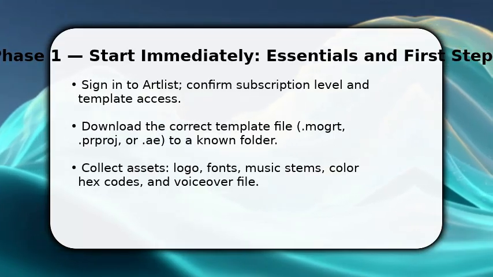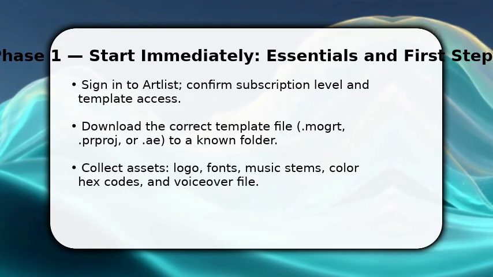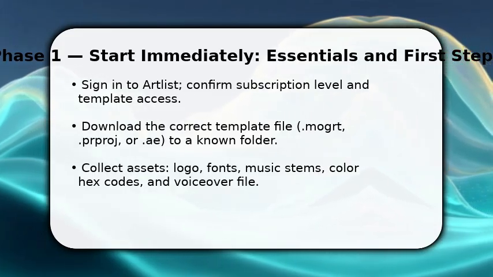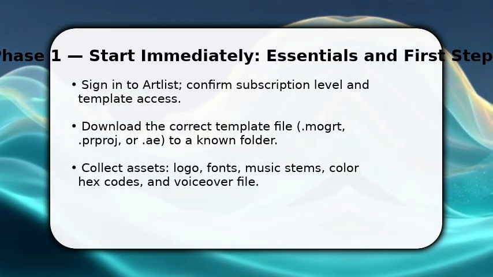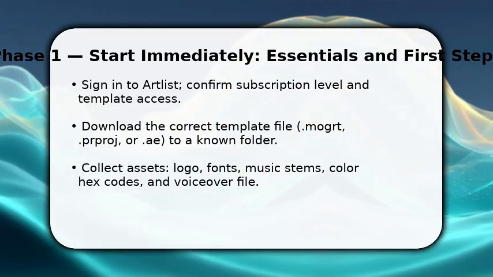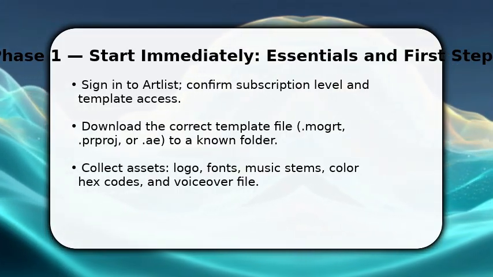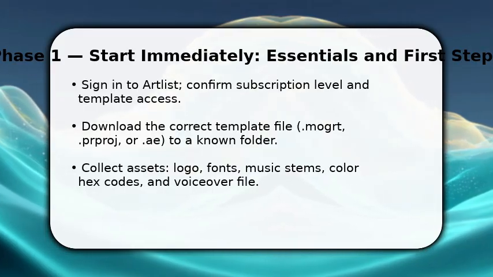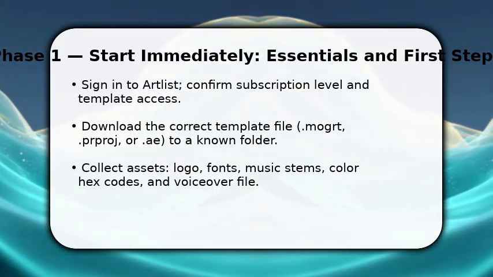Once done, set sequence settings to the project's resolution and frame rate. This prevents scaling issues later. You should also save a project copy with a version number, so you can revert if needed. This prepares the workspace and ensures every element is ready for the next, more detailed steps.